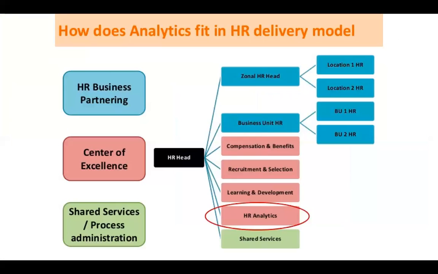Then we also have a very important aspect of this analytics in the HR delivery mode. Where does it actually fit into our function? We have HR business partnering, the center of excellence and shared services, and we have the HR head, and within the HR head you have zonal heads and business unit HR heads. The HR head manages compensation, benefits, recruitment and selection, L&D functions, HR analytics, and shared services. This becomes a very common component of the HR head, which is a part of the center of excellence. Do not get confused between the center of excellence and the business partnering and shared services. They are of a different periphery altogether. HR analytics becomes a very key and important vertical within the department, under the supervision of the senior leadership of HR in the center of excellence zone.